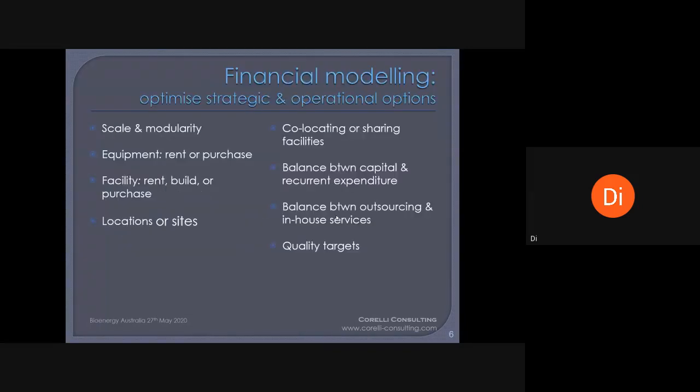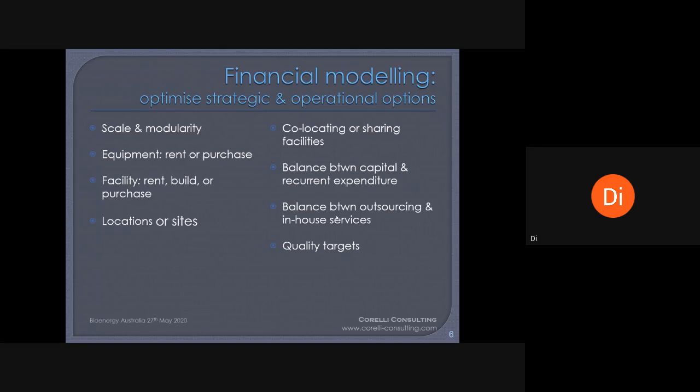As we've discussed, financial modelling is the keystone indicator to the investor of the prospective viability of a project, the profit generated and the time to cash flow positive. From the developer's perspective, strategic and operational options for the project can be varied to optimise the financial position of the project. For example, the scale of the operation and whether the operation can be rolled out as modules.